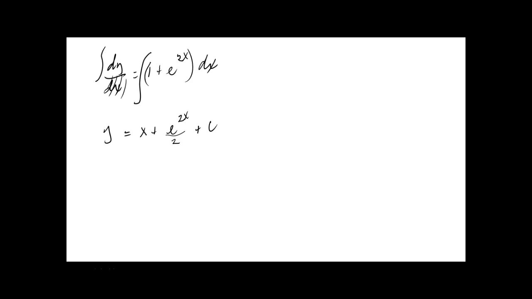Now, that is if the right-hand side is only a function of x. Okay? If it's not, if it's a function of x and y, so dy dx is some function of both x and y, everything depends on what you can do with that f of x y.